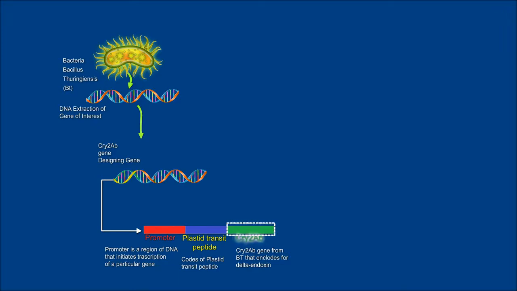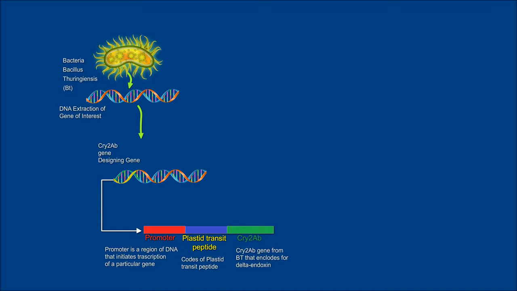The Cry2Ab gene was, for instance, attached to a specific promoter derived from cauliflower mosaic virus for making it suitable for expression in the plant cell. It was also desirable that the toxin in the cell be transported to the plastids in the plant cell for better results, and thus the gene for the protein that would perform this function, the plastid transit peptide from the Arabidopsis thaliana plant, was also added to the gene sequence.